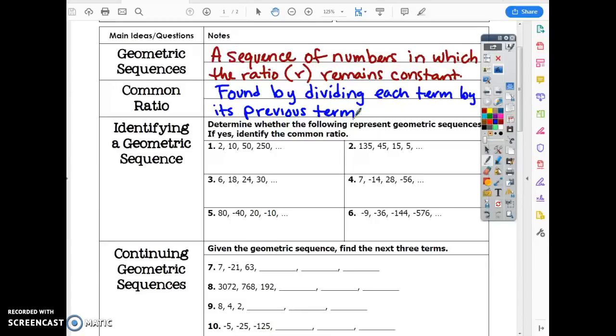Okay? So I wanted you guys to do problems 1 through 6 and see if you can find that pattern. Okay? If you want, you can pause the video and see if you can try to find it. How do you get from the first term to the second term? Are you adding, multiplying, dividing, subtracting? I just told you that we are multiplying. And in order to find that ratio, we need to divide.